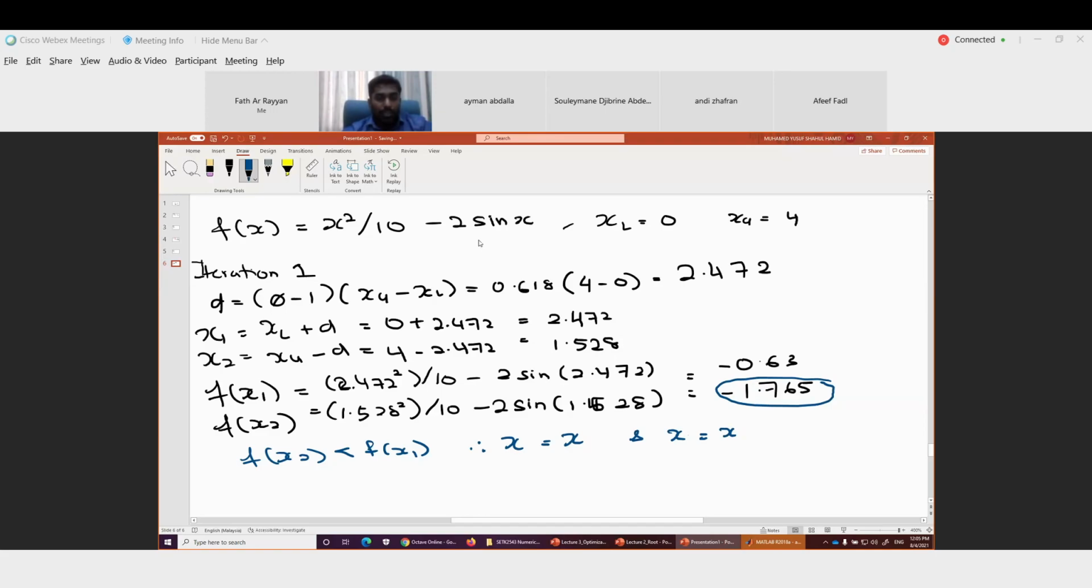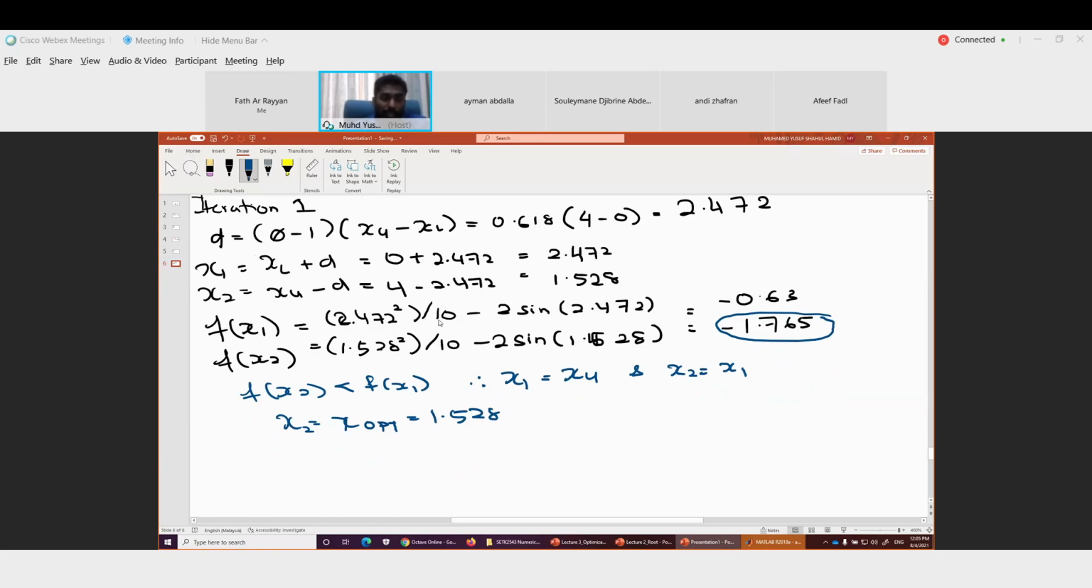Since f(x2) is less than f(x1), the x1 here becomes the new xu, and the x2 now becomes the new x1. What does that mean? This 1.528 now becomes the new x1. Our x2 here is the x optimum in this range, which is equal to 1.528.